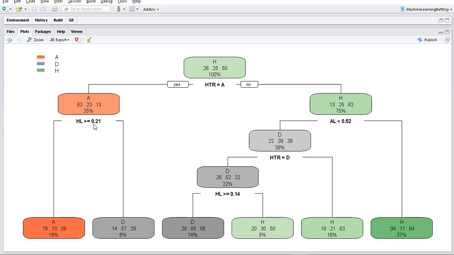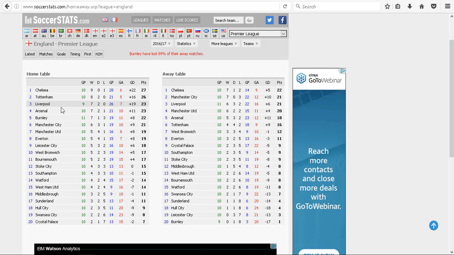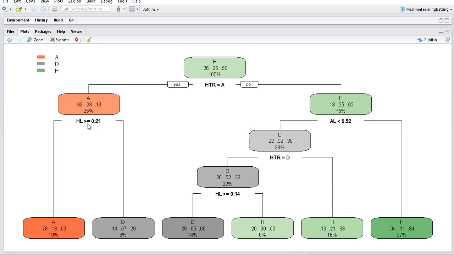HL greater than or equal to 0.21. So that means that the home team loses more than 20% of the time. So I look at Man United, and they've only lost once in 10. So they do not lose more than 21% of the time. So then I go right. Since Man United don't lose more than 21% of the time, I expect that the result is going to be a draw.